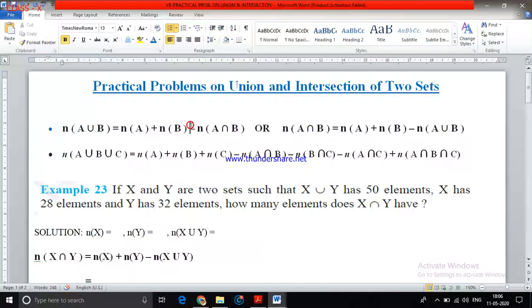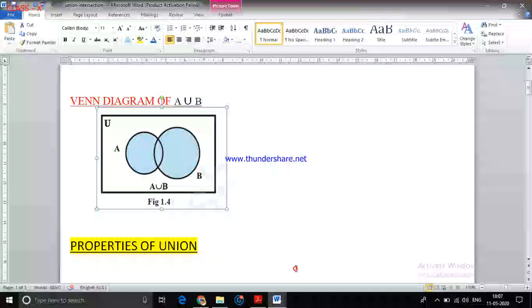Now the question is why we are subtracting this intersection part. Because A union B means the intersection part also has to be included, so I should use a plus sign, but here we are using a minus sign. So just go to the diagram to understand this. When I say n of A, this complete circle comes. This complete circle includes this intersection part also, right? The circle A includes this intersection part also.